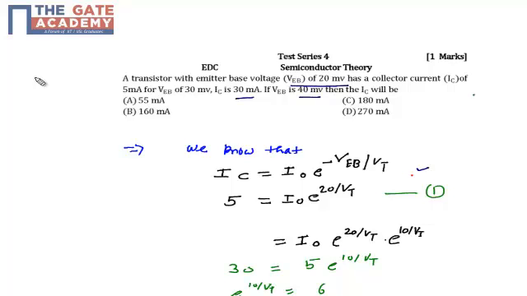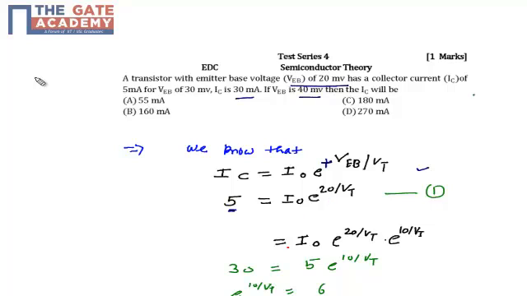So in the first condition, the question says that my IC is 5 milliamp and my VEB is 20 millivolt. Okay, sorry, it's not minus VEB, it's plus VEB. Yes, some slight mistake here. It's plus VEB by Vt. So in the first case, the current is 5 milliamp and the voltage is 20 millivolt, so we can get one equation here.